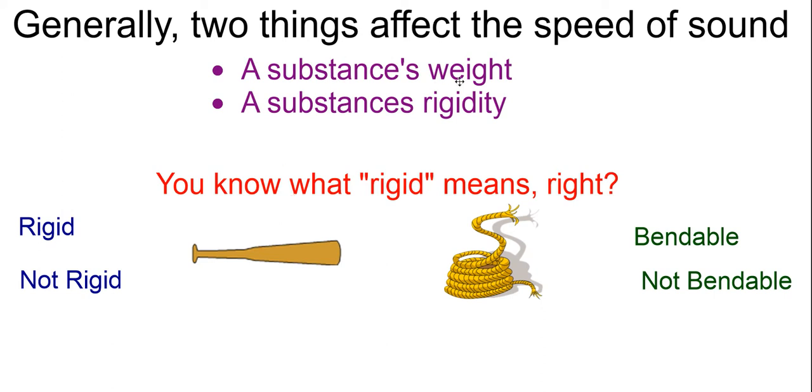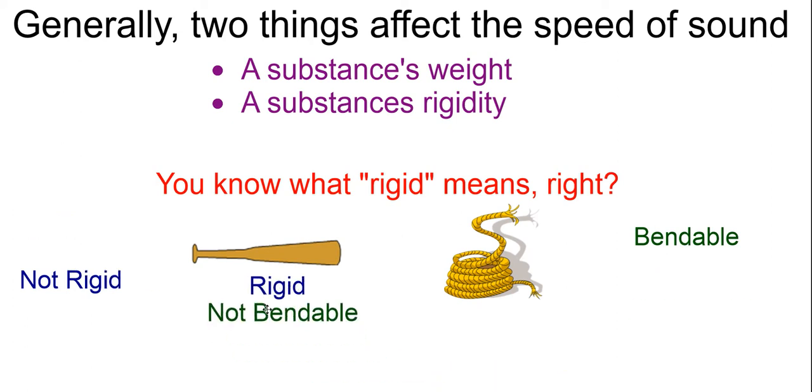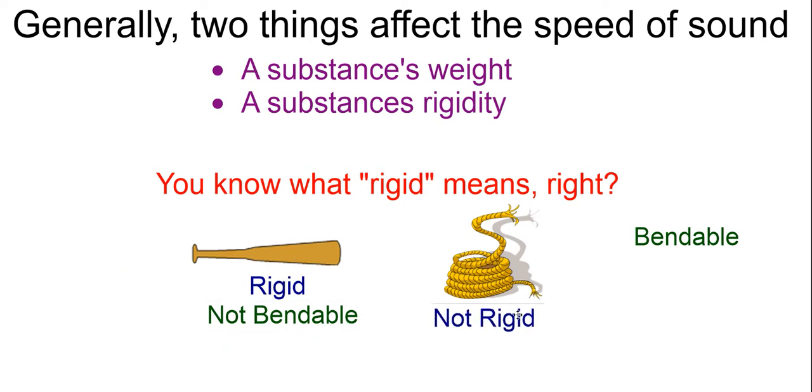Generally speaking, there are two things that determine how fast sound travels through a substance. That substance's weight, how heavy it is, and even more important, how rigid, its rigidity. You know what rigid means, don't you? You got a baseball bat here and some rope. Which one's rigid? The bat is rigid, isn't it? Because it's not bendable. It's very difficult to bend a bat, so it's heavy and it's not bendable. Sound will go fast through a bat. And this rope here is not rigid, correct? It can bend and move around. It's bendable. So rigid means not bendable.